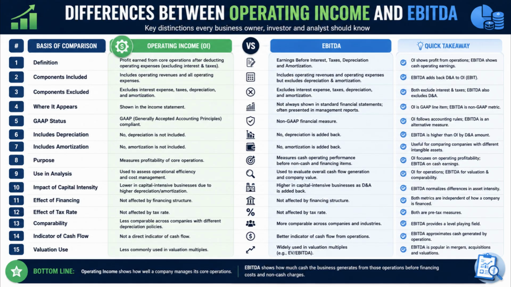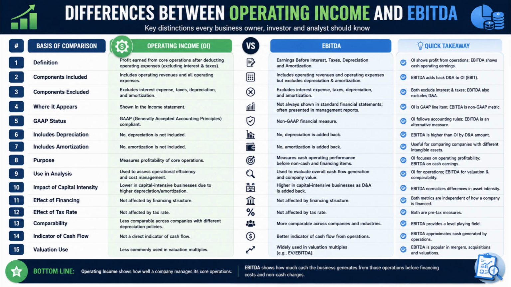Number 12. Operating income is not affected by tax rates because taxes are excluded, whereas EBITDA is likewise unaffected by tax expenses. Number 13. Operating income may be less comparable between companies with different depreciation policies, whereas EBITDA improves comparability across firms and industries. Number 14. Operating income is not a direct measure of cash flow, whereas EBITDA is often viewed as a closer approximation of operating cash generation.